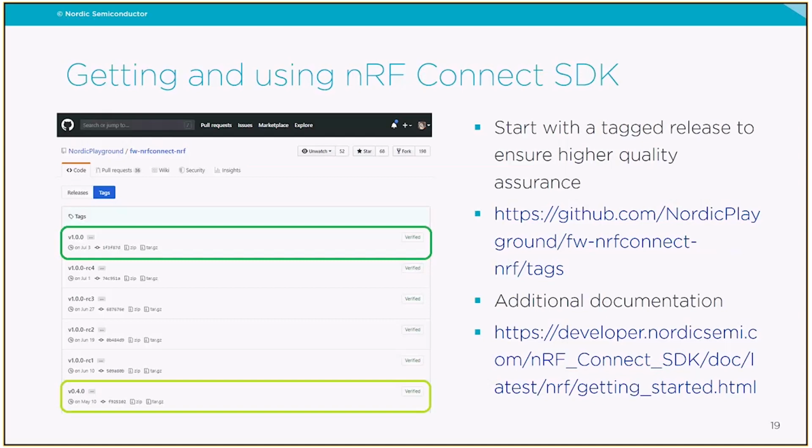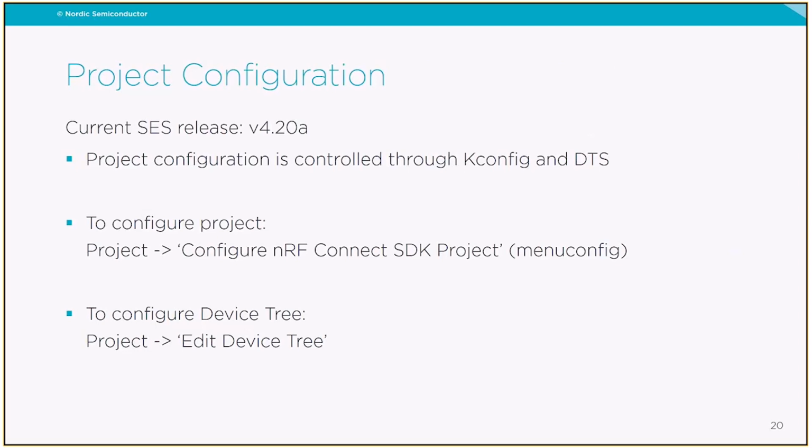And here on these links, we will provide these links. You can actually see this exact screenshot, and we do also have additional documentation. The current SEGGER release is version 4.20a. Project configurations are controlled through Kconfig and DTS. Kconfig is Zephyr kernel configuration, and DTS is the device tree.